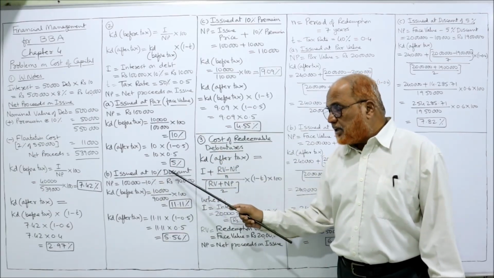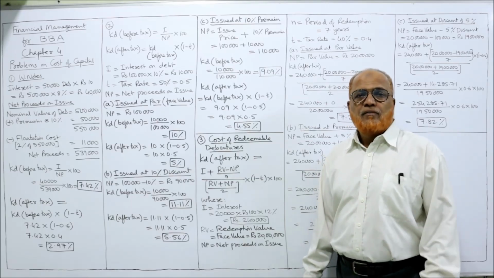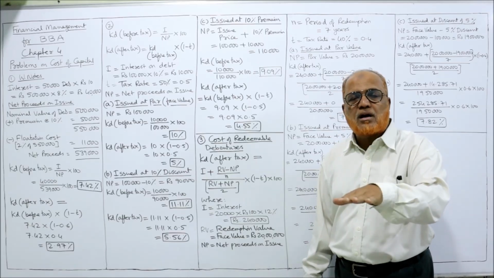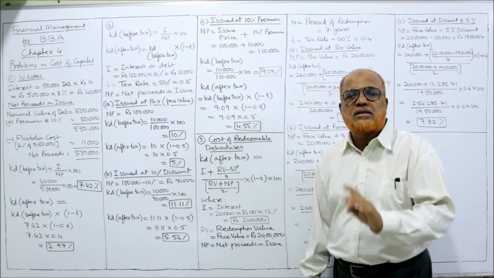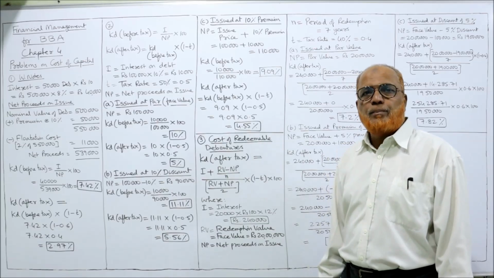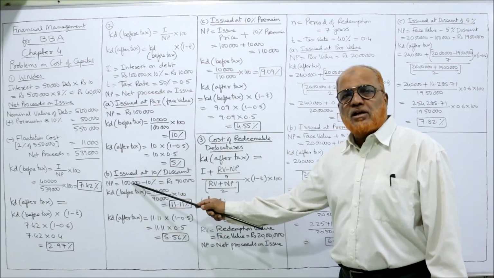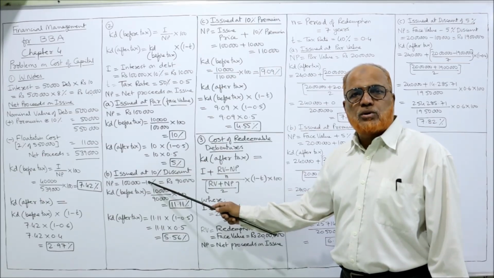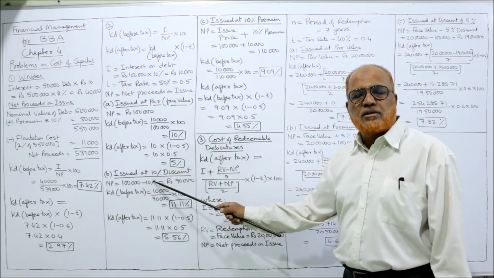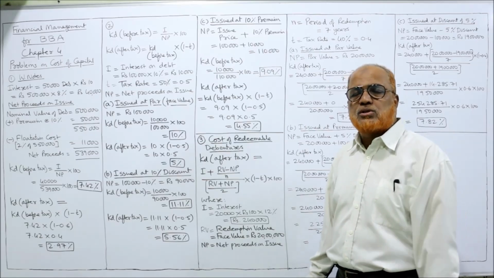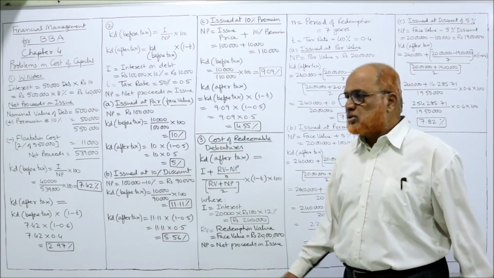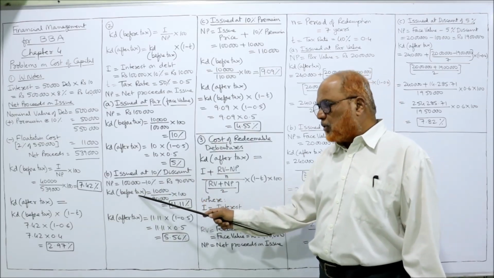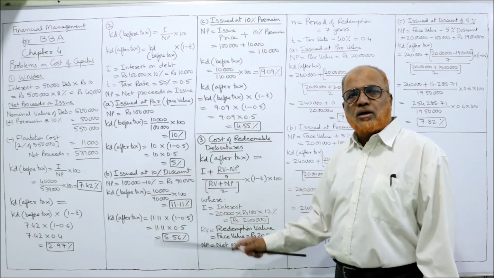Now, issued at 10% discount. When the company issues the debentures at a 10% discount, the discount should be subtracted, deducted from par value. So here NP is equal to 1 lakh rupees, the par value, minus 10% discount. 10% of 1 lakh is 10,000. So 1 lakh minus 10,000 is 90,000. These are the net proceeds. Now KD before tax. Interest is 10,000.